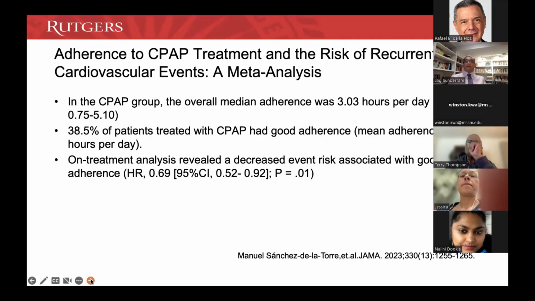Now, when they looked at adherence to CPAP and the risk for recurrent cardiovascular events, like I said, the median adherence was about 3 hours. However, about 39% had good adherence. And when they looked at the on-treatment analysis, they showed that those who had good CPAP adherence had a hazard ratio for developing a subsequent event that was significantly lower. And this has always been the argument we have made: if somebody is using a treatment for less than half the time that they require to use the treatment, how do you expect a response to the treatment? So this data shows that the more adherent somebody is, there are actually benefits from using the device.